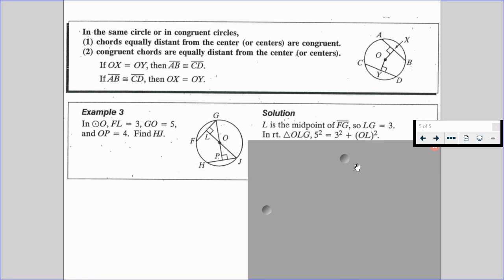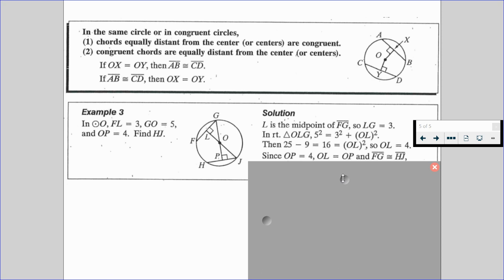In the right triangle OLG, we would know that 5 squared is equal to 3 squared plus the length of OL squared. And we can solve that to get 25 minus 9 is equal to 16. Thus, OL squared is 16. We take the square root and we get the length of OL is going to be 4. And we're almost there. Since we know that OP is equal to 4, we know that the length of OL is equal to the length of OP, and FG is going to be congruent to HJ. Thus, the length of HJ is equal to the length of FG, and that's the same thing as doubling the length of FL, which means that we get 6.